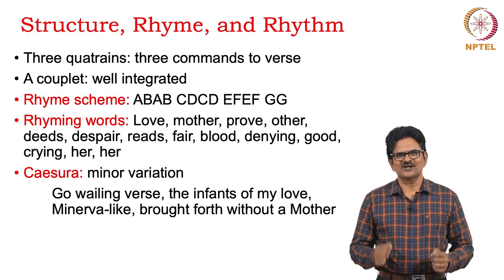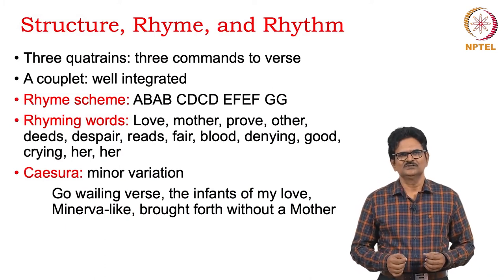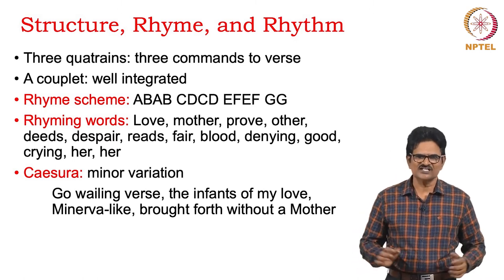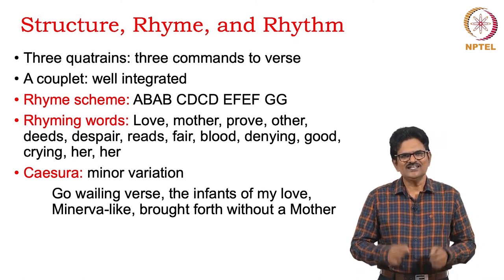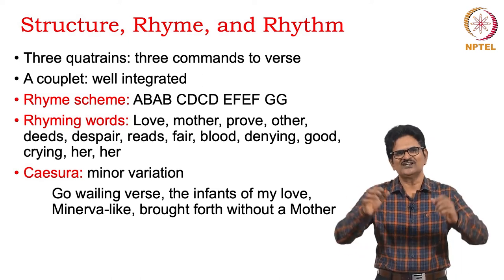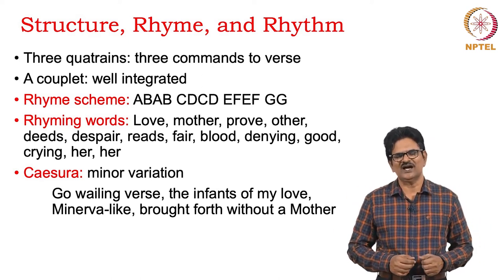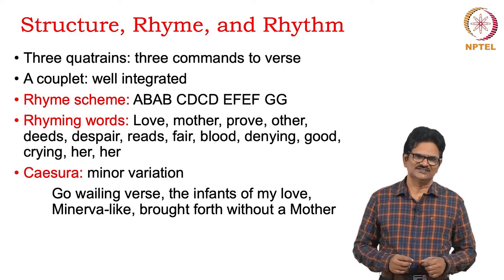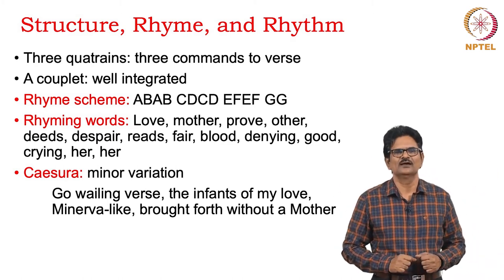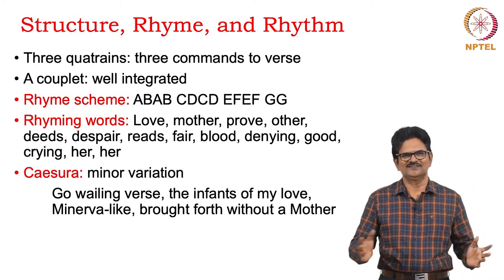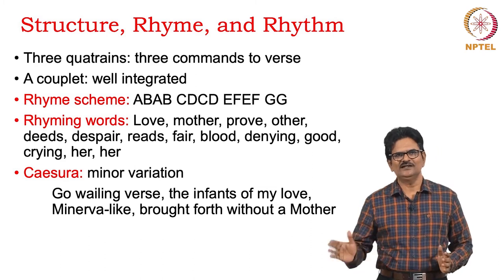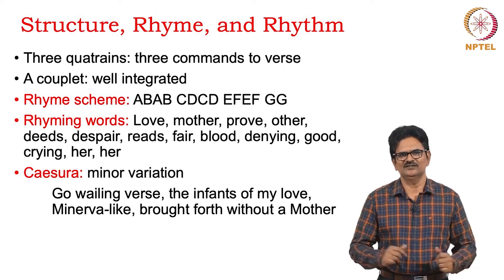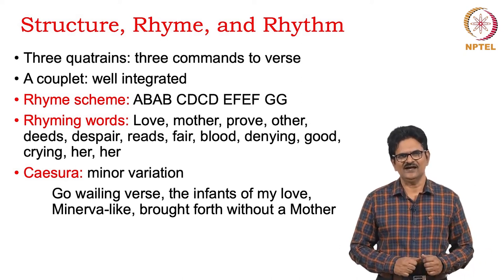The structure, rhyme and rhythm of this poem can be discussed now. We have three quatrains. Each of them is a command to verse, that is the poetry written by the poet. We also have a couplet which is well integrated with the rest of the poem. The rhyme scheme is this: A B A B, C D C D, E F E F, G G. This is a Shakespearean kind of format we have.